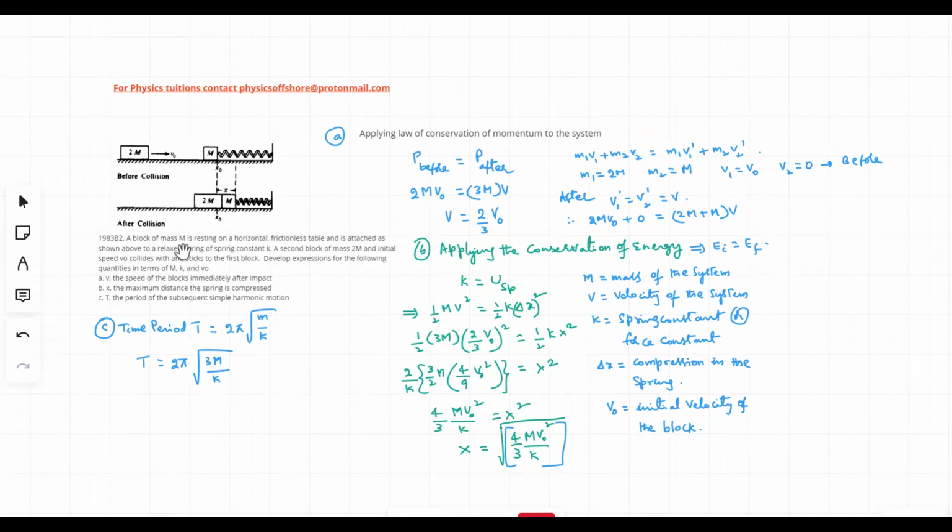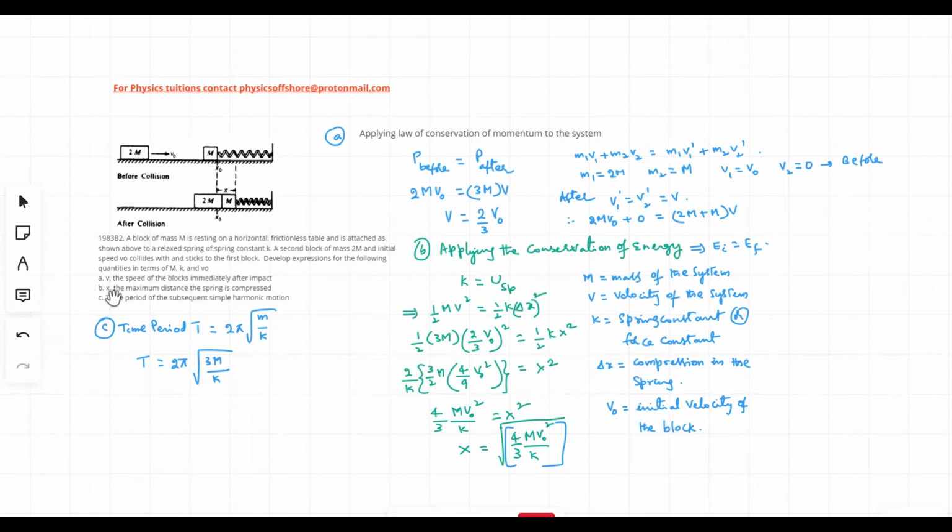A block of mass m is resting on a horizontal frictionless table and is attached, as shown above, to a relaxed spring of spring constant k. A second block of mass 2m and initial speed v0 collides with and sticks to the first block. Develop expressions for the following quantities in terms of m, k, and v0.